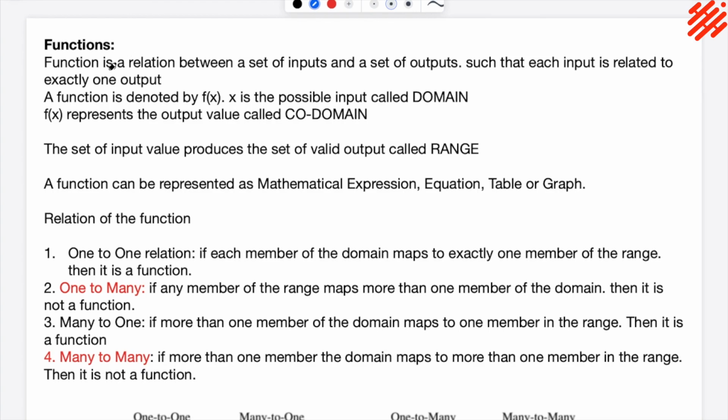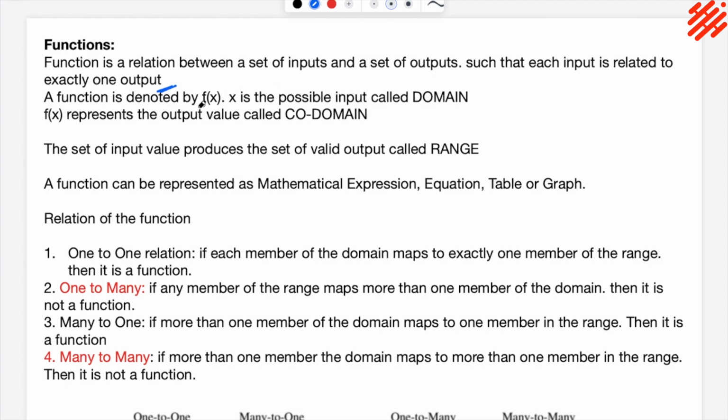Functions. A function is the relation between a set of inputs and a set of outputs, such that each input is related to exactly one output. This is the definition of the function. Repeating once again, the function is defined as a relation between a set of inputs and a set of outputs, such that each input is related to exactly one output.